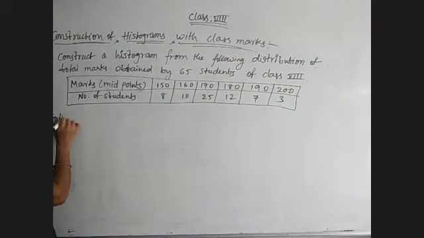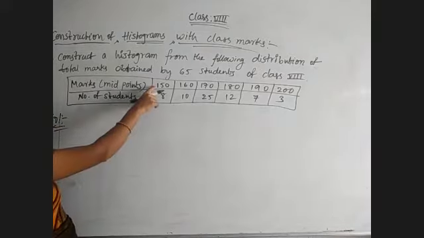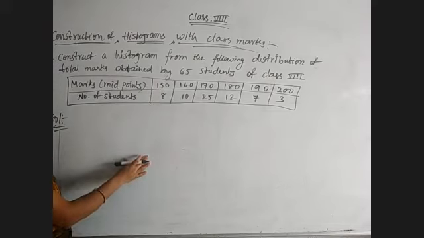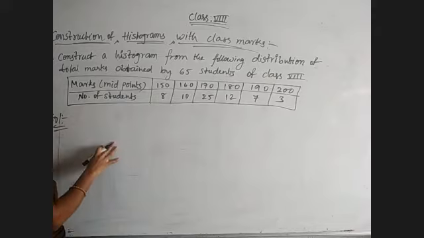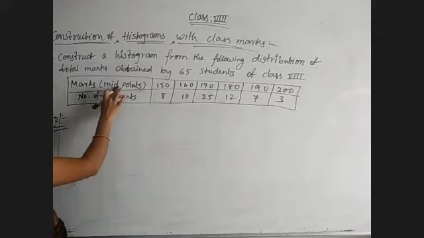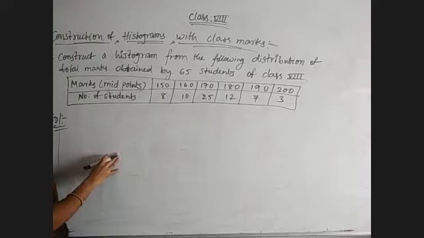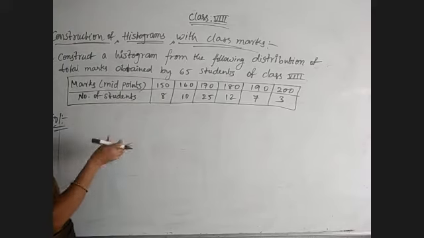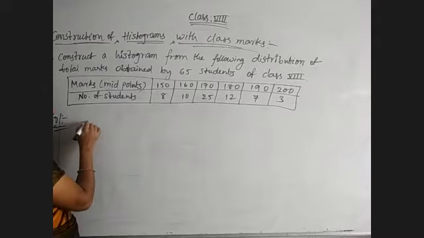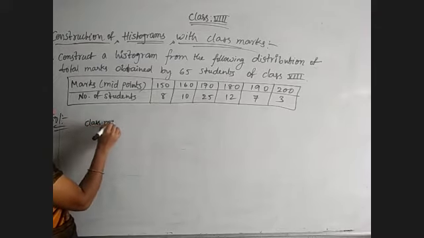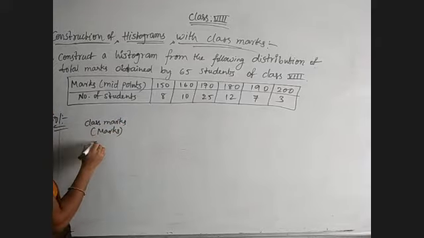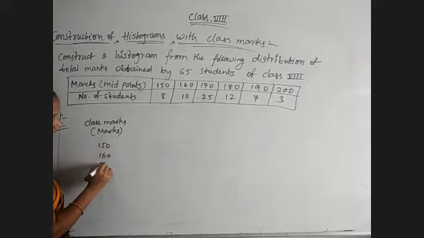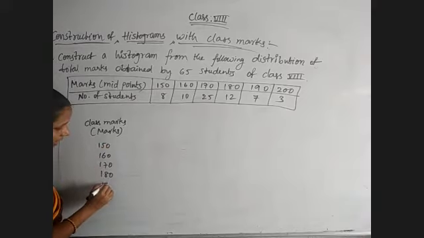For this, we need to prepare a histogram. Only one value is given, but to draw the histogram we compulsorily need exclusive class intervals. So when midpoints are given, first find the class intervals as we have done before in exercise 7.2. Here they have mentioned class marks, those are midpoints: 150, 160, 170, 180, 190 and 200.